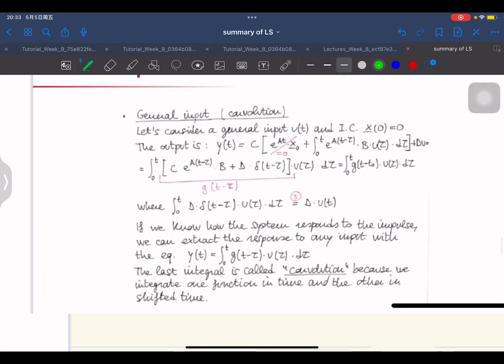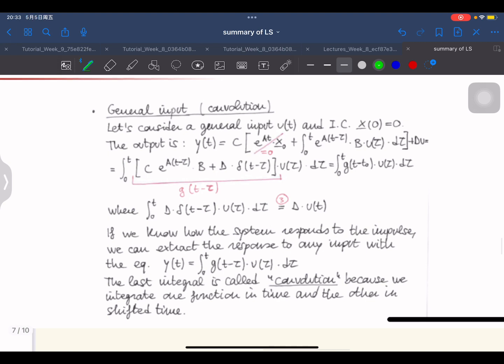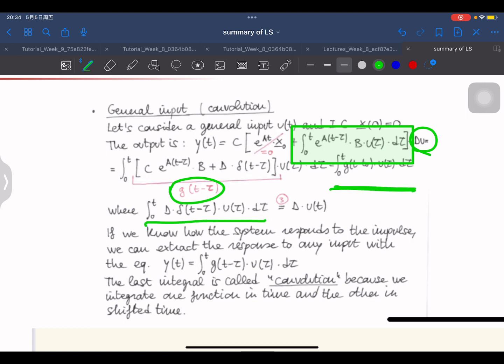So let's see the general input convolution. Let's consider a general input u(t) and initial condition x(0) equals 0. The output is y(t) equal to this one. Because the initial condition is equal to 0, we keep this one. After that, using the calculation we have done before, or just differentiating it, we can get this function. After that, the final result is this one, where the integral of it will equal u(t).